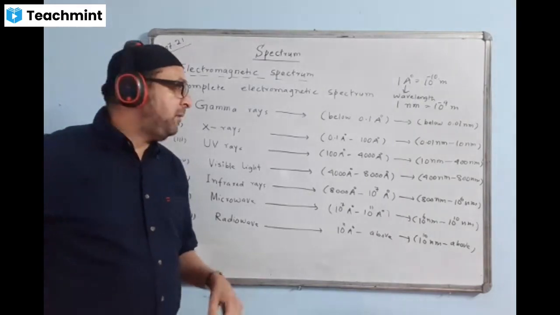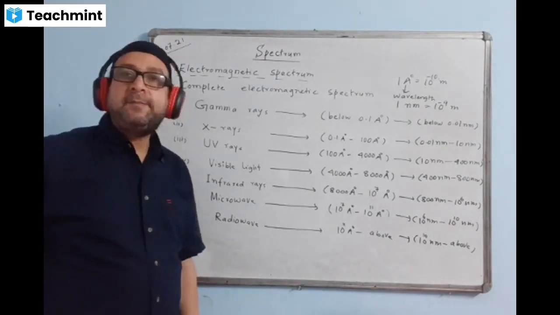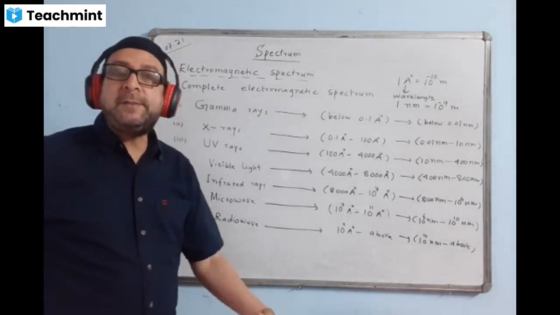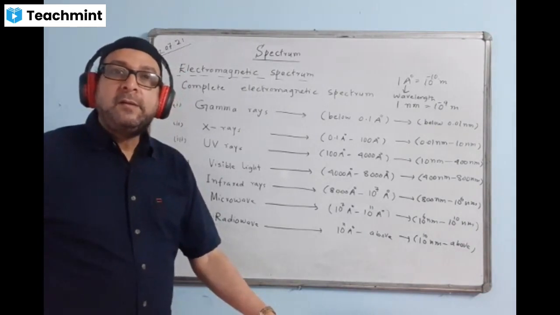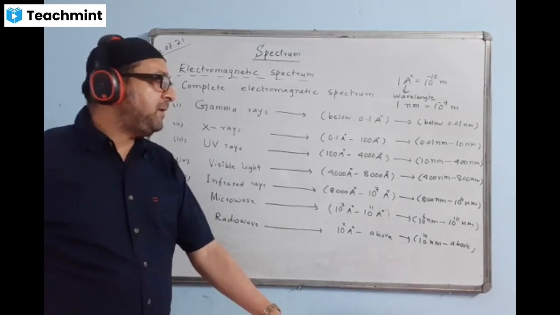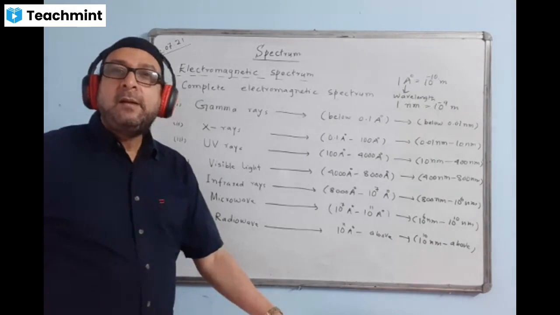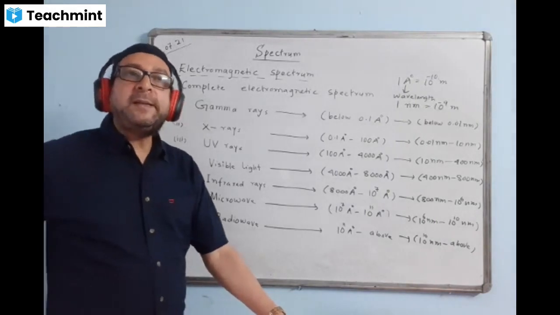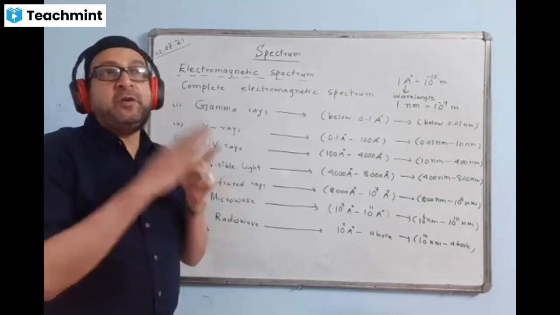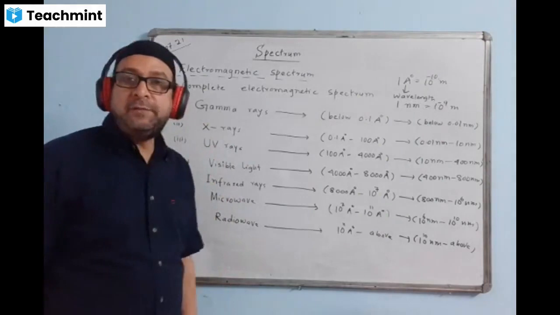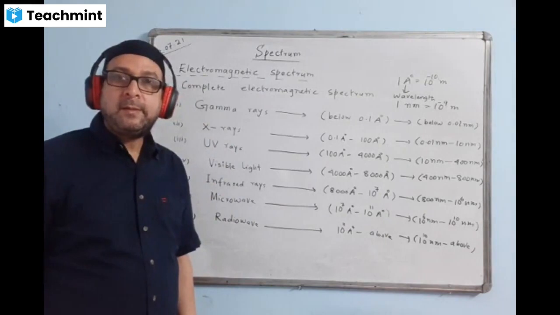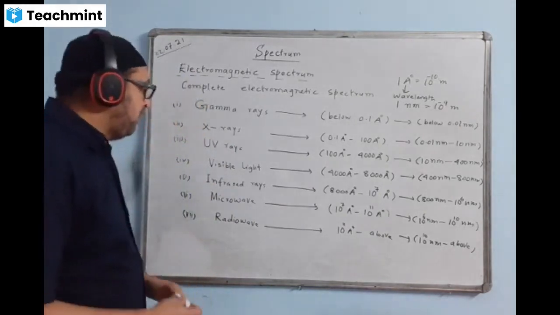If the wavelength of a wave is 40 nanometer, which wave is that? Which electromagnetic spectrum? UV rays. 40 nanometer is the same as 400 angstrom. From 100 to 4000 angstrom comes UV rays. You say ultraviolet rays or UV rays. Okay, understood it? Now listen.